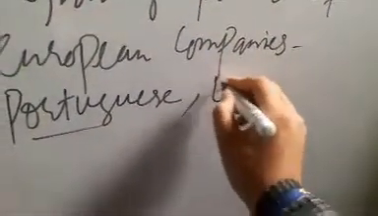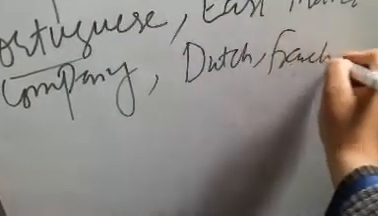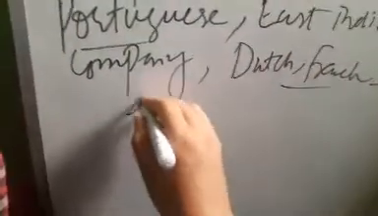The growing power of European companies. As you know, many European companies came to India with the purpose of trade. Among them, the first important company that came was the Portuguese. Second was the East India Company. Likewise, third was the Dutch, French, and Danish. So many companies came to India.